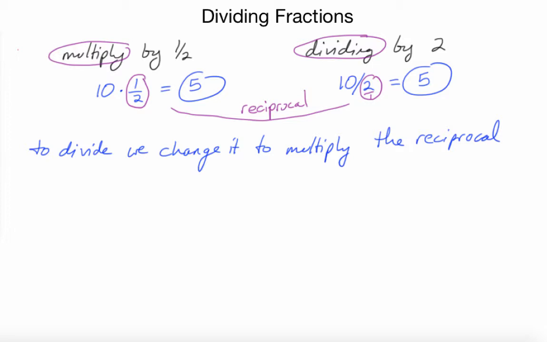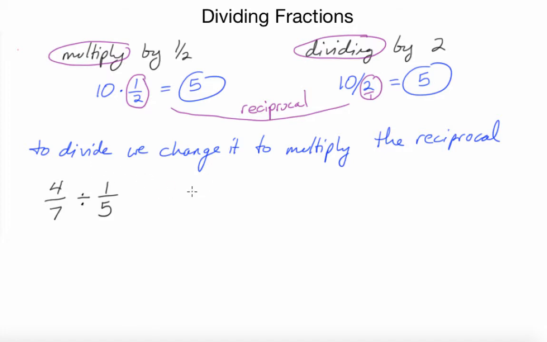Okay, so let's do a little better example here. Let's do a nice one. Let's do 4/7. That's a good fraction. We're going to divide that by 1/5. So how many times does 1/5 go into 4/7? Essentially, that's the problem here. What we're going to do is turn this into a multiplication problem by the reciprocal.